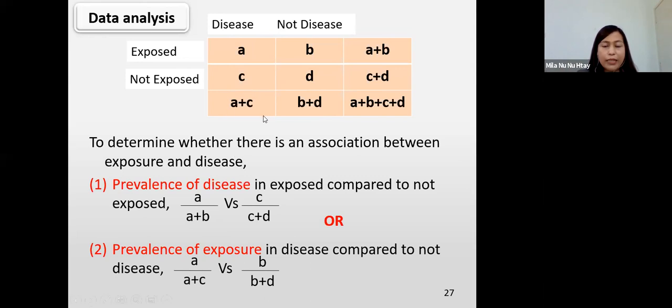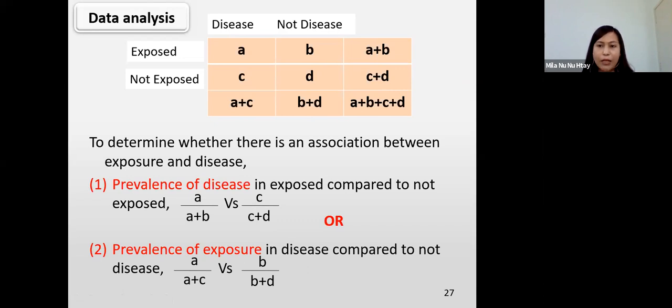Disease group total is A plus C, and non-disease group total is B plus D. So then we will compare the prevalence in each group. Prevalence of the exposure in the disease group is A over A plus C, and then compare with B over B plus D. So we can compare the prevalence of the exposure in the two groups.